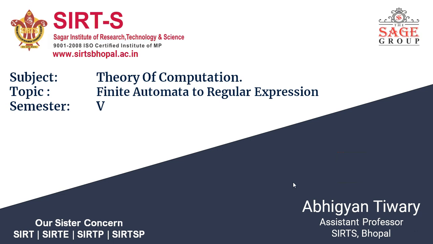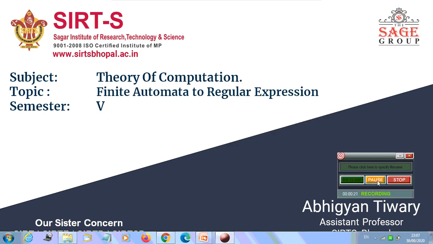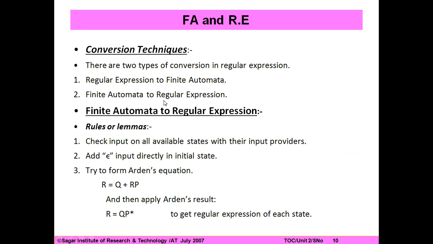So today we are going to see finite automata to regular expression. It means we are going to convert this finite automata to its equivalent regular expression. There are two types of conversion in regular expression. We can convert regular expression to finite automata, and we can convert finite automata to regular expression. Here we are going to see finite automata to regular expression. It means we'll have a finite automata and we'll have to convert it into its equivalent regular expression.